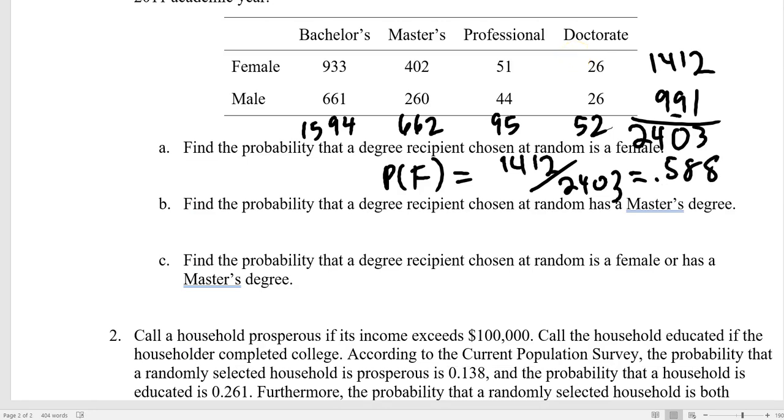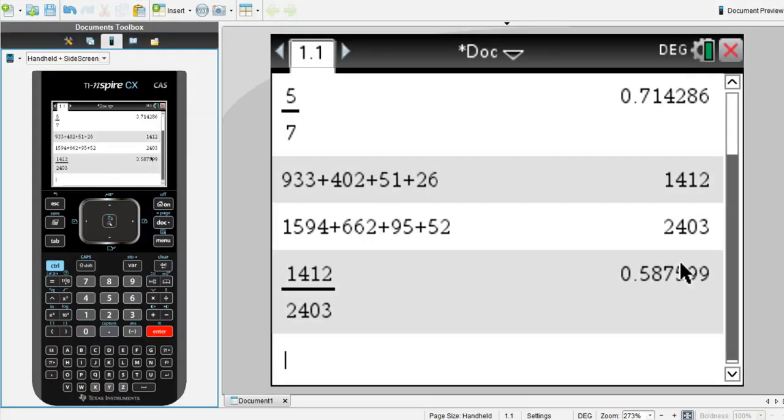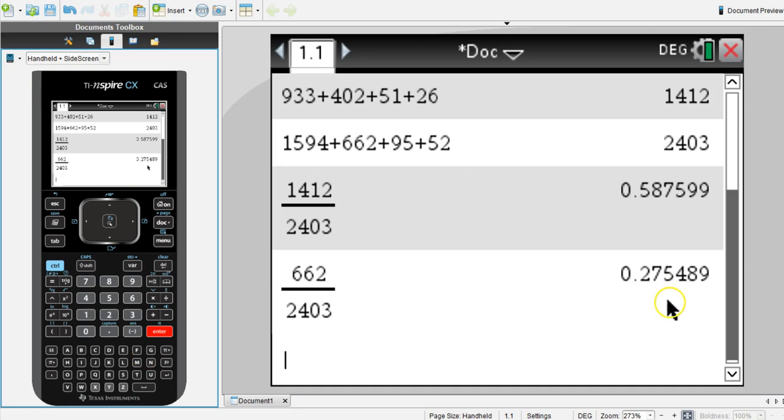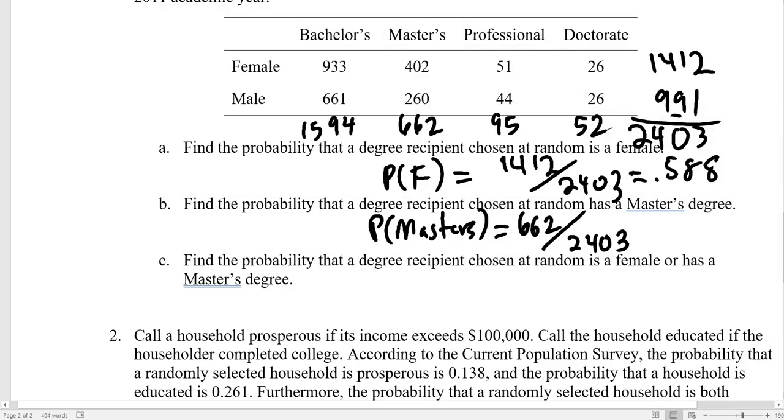Find the probability a degree recipient chosen at random has a master's degree. Well, how many master's degrees are there? That's the 662. So 662 out of 2403, or 0.275.